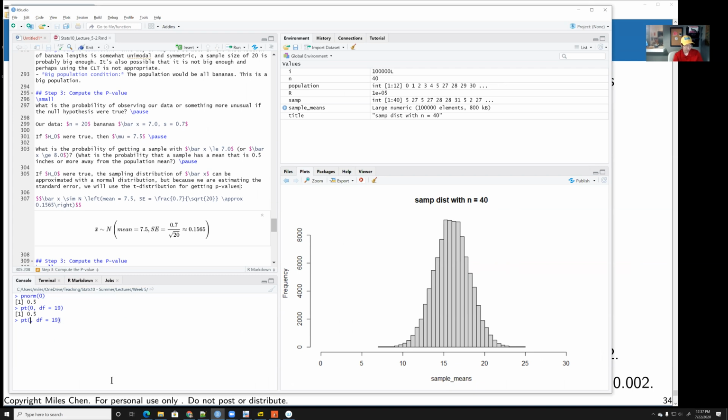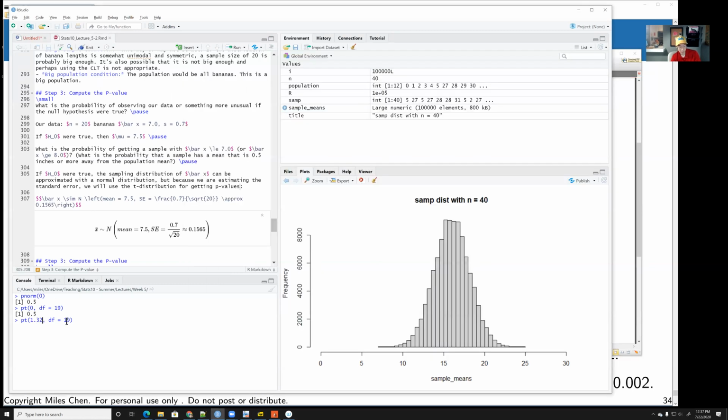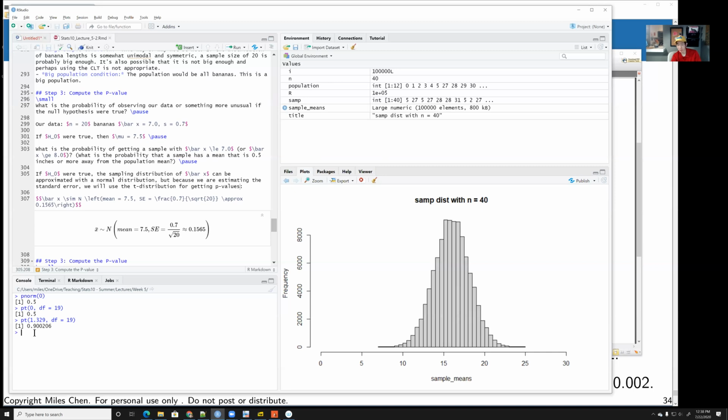And if I do, this always gives us the area to the left. So if I plug in any of these numbers, right? If I do pt of 1.328 with 19 degrees of freedom, it gives me 90%. It's saying the area to the left of 1.328 is 90%, okay?